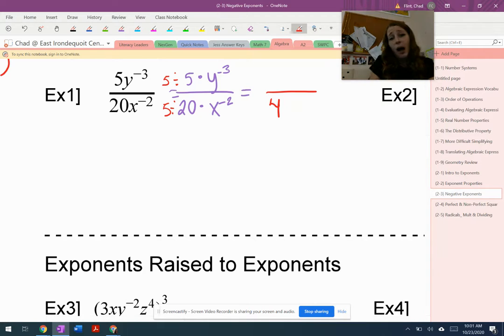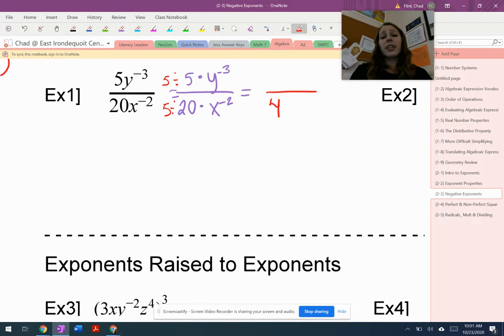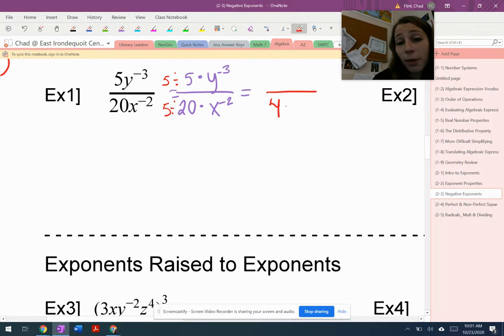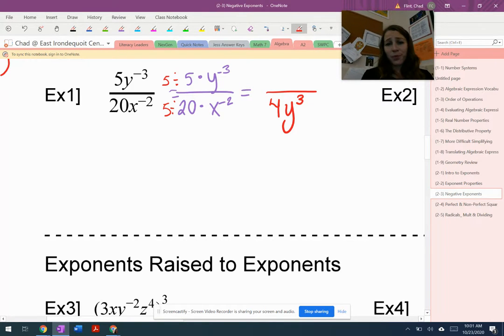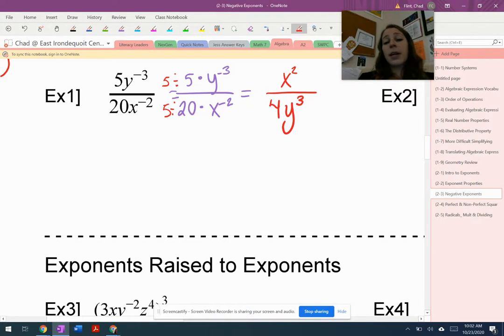Next, that y to the negative third, we need to make that negative 3 exponent become positive. In order to do that, we need to change its placement. That y to the negative 3 is on the top of the fraction now, so to make it positive, I'm going to move it to the bottom of the fraction. So 4y to the positive 3 on the bottom. And now the x is going to go to the opposite side also. The x to the negative 2 is on the bottom of the fraction right now, so in order to make that positive, we take that x and bring it up to the top and make that exponent positive instead of negative.